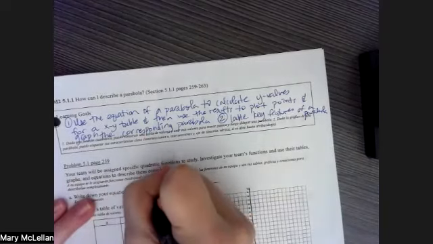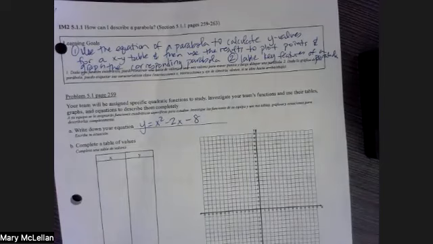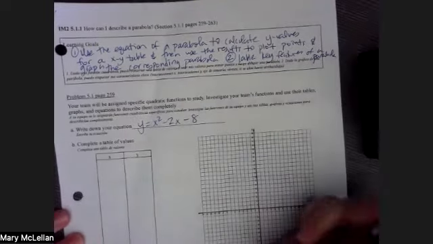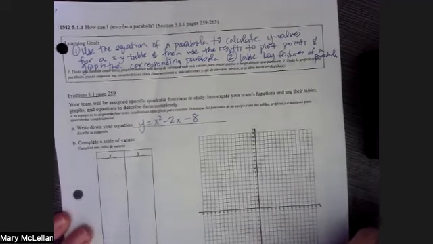Okay, first, we're going to choose one of these. Here's one, y equals x squared minus 2x minus 8. This is the equation of a parabola. And then I'm going to complete a table of values. So I'm going to start with negative values and then do positive values. I'll start, I think, with -4, and I'll go up to +4.